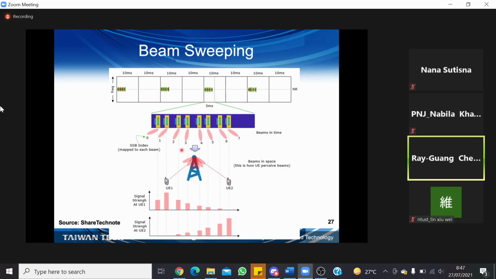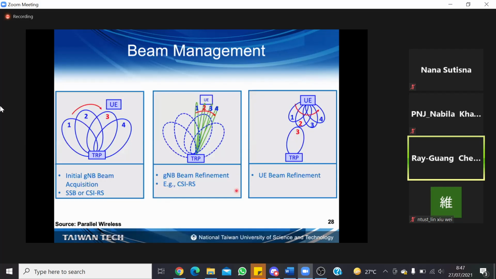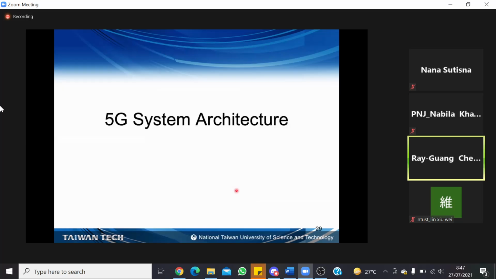For example, when UE1 finds beam 1 is the best one, it will report to the base station at a certain time, which is the time reserved for beam 1. So the base station knows, according to when the UE connects to it, which is the best beam selected by the UE. Similarly, they can do it for UE2. So this is beam sweeping, beam management.